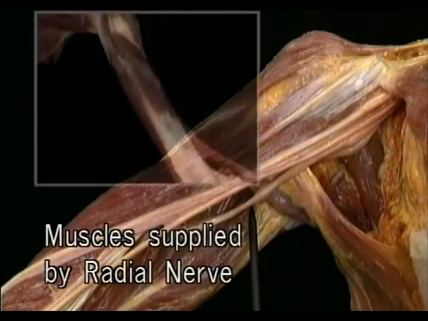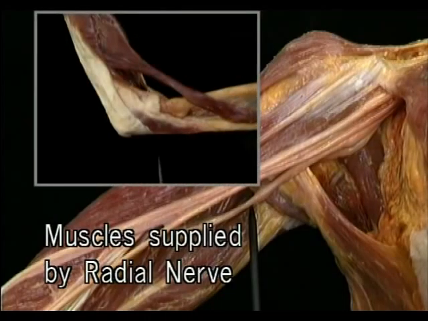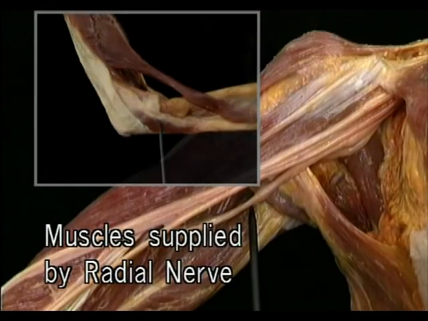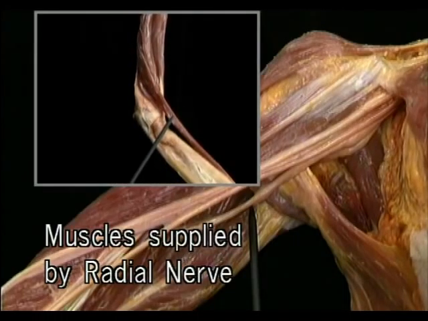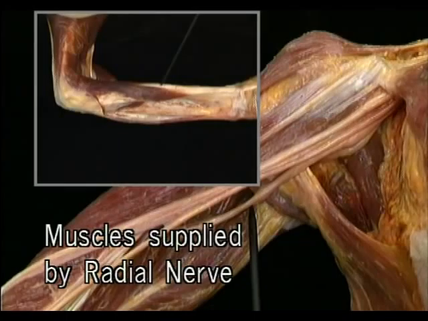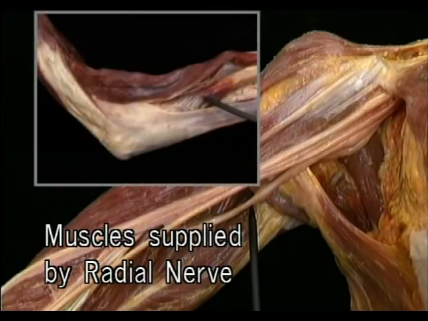Of the muscles that we've seen, the radial nerve supplies the triceps, anconeus, brachioradialis, all three wrist extensors, and supinator.